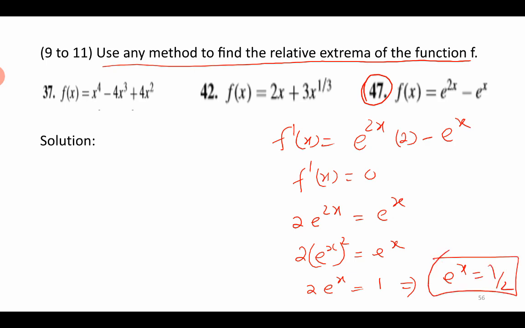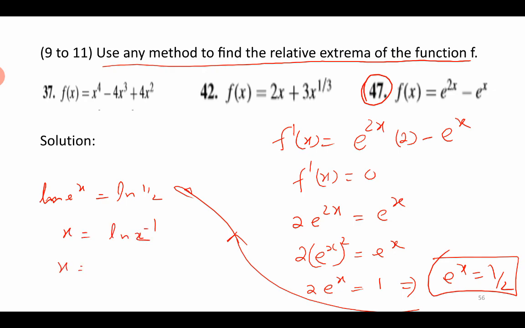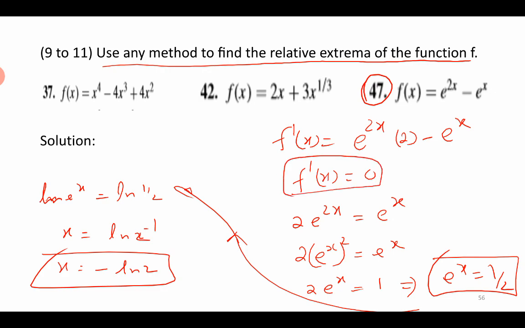So when e raised to x is 1 over 2, what is x? Take ln on both sides. ln e power x is equal to ln 1 by 2. So x is equal to ln 2 inverse. X is equal to negative ln 2. First derivative has been taken to 0, and we found the x value. So this is the critical point, Cp.